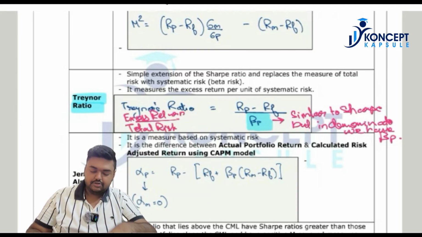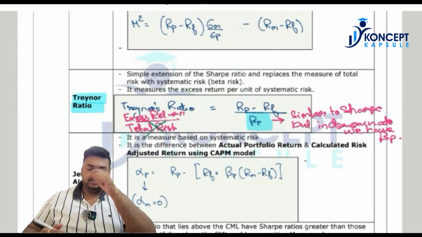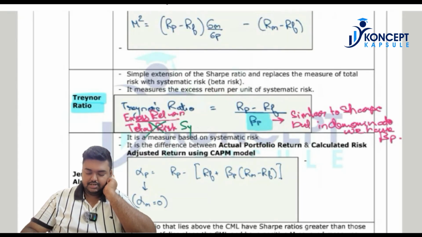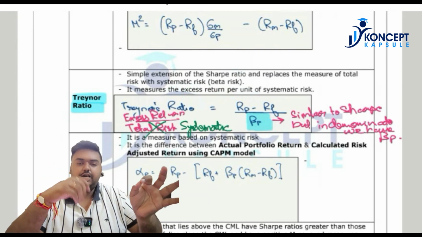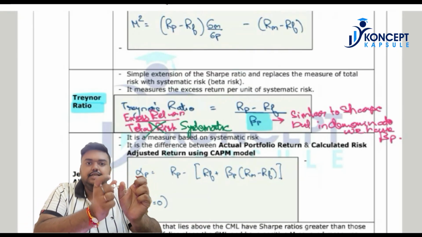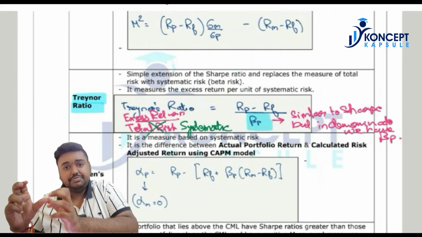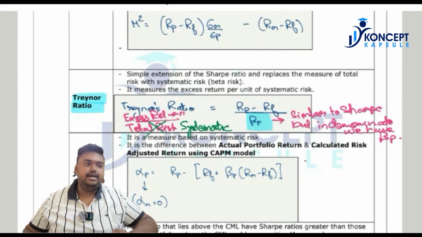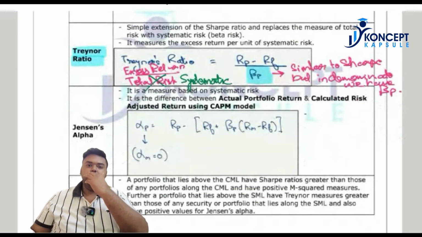Rather than total risk, we have systematic risk. Guys, are we clear? So Treynor ratio is similar to Sharpe ratio, but in Sharpe ratio we had the total risk, sigma P, in the denominator. In Treynor ratio, we have systematic risk in the denominator, that is beta P. Are we clear? Guys, are these things making sense?